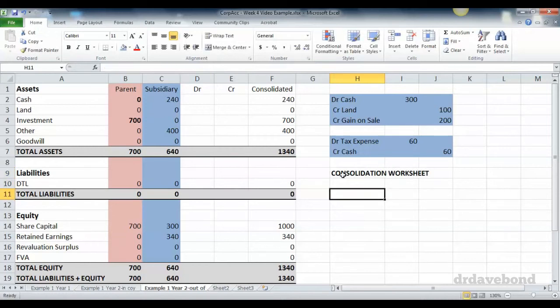Now let's work through it. I'm going to do it the long way and then reduce it down, because I want to show you how we get to the reduced entry. The first thing we have to do is the fair value adjustment for the land, and we've done this previously, so I'll just repeat it quickly here. We debit land 150, credit DTL 45 and credit fair value adjustment 105.